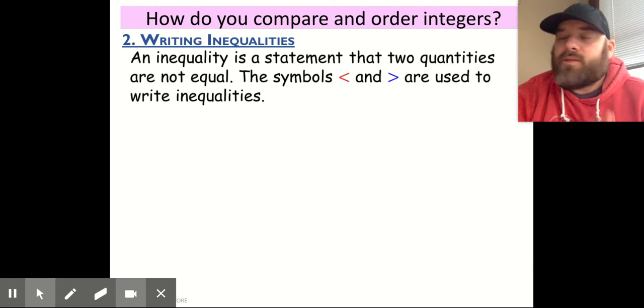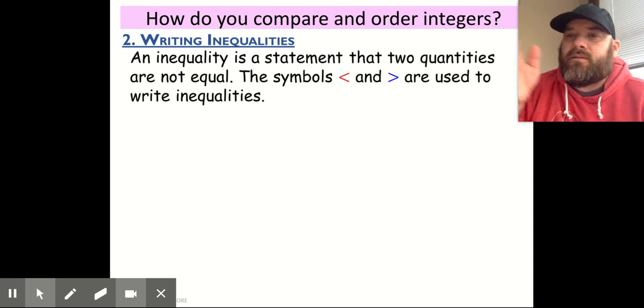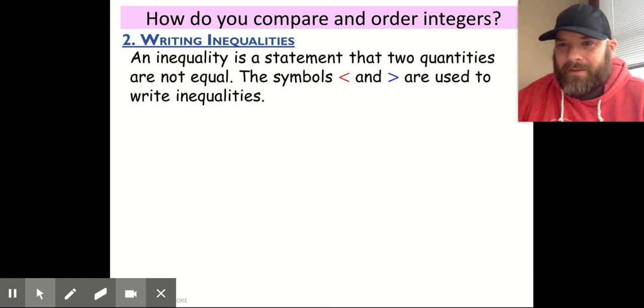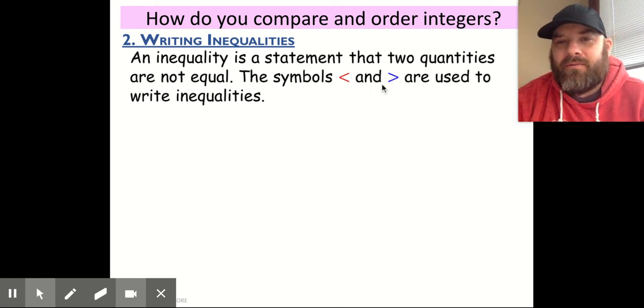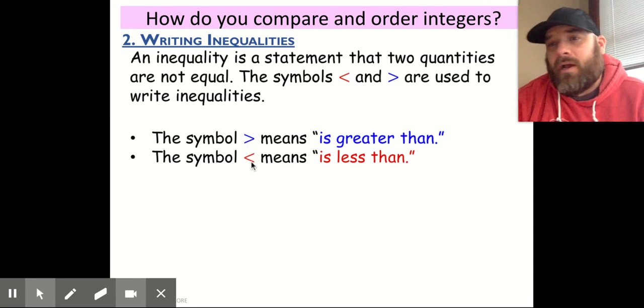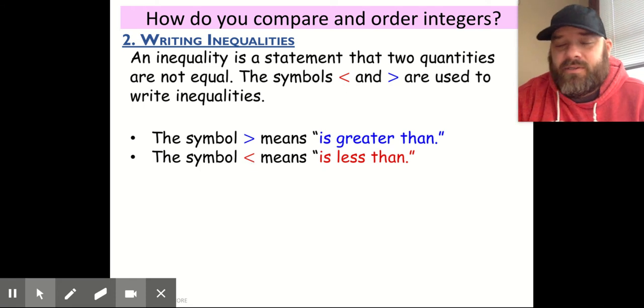So when we're looking at inequalities, we're reading from left to right. So blank is blank than blank. The other way to remember is the old alligator eats the bigger number. That's how I remember it. The big mouth is eating the bigger number. So this blue sign means greater than, right? So the big mouth is going to be pointing to the bigger number, and this sign means less than. If you remember that, you'll usually always get these right.